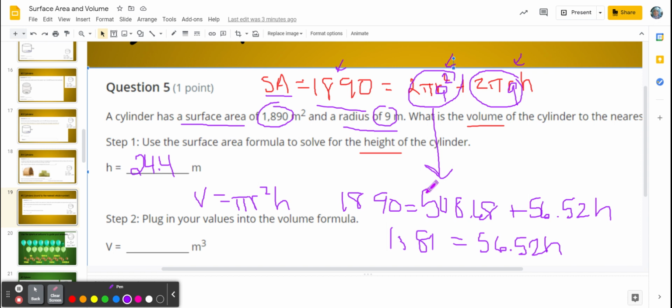2 pi radius squared makes 508. And then 2 times pi times 9 makes 56.52. And then you just solve that equation. 1890 minus 508 gives you 1381, and then divided by 56 gives you 24.4. 24.4 is the height, and then you have to solve for volume. So the radius is 9 and the height is 24.4. So what's the volume?